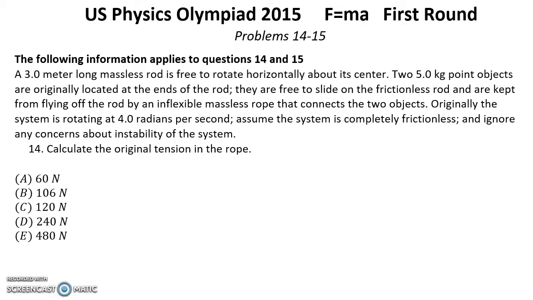Originally, the system is rotating at 4 radians per second. Assume the system is completely frictionless and ignore any concerns about the instability of the system.